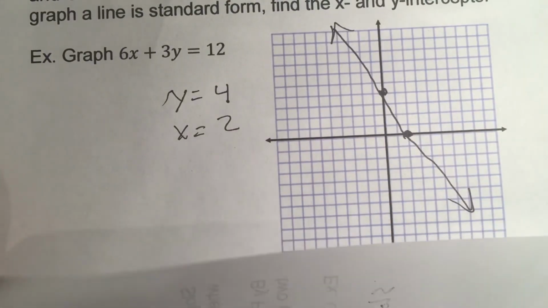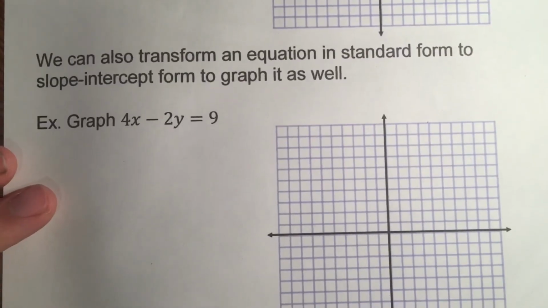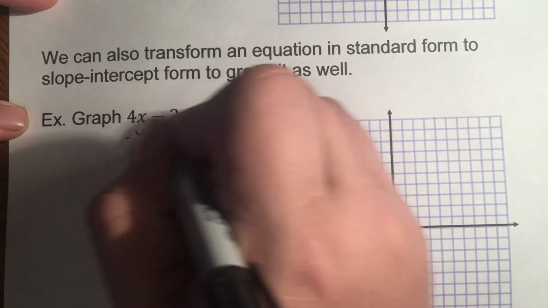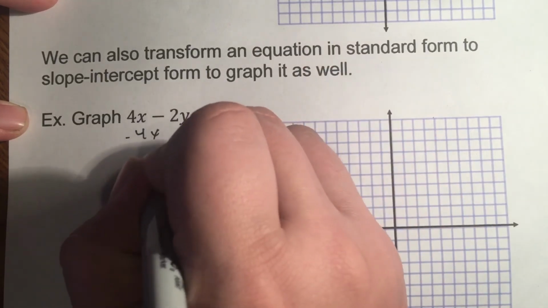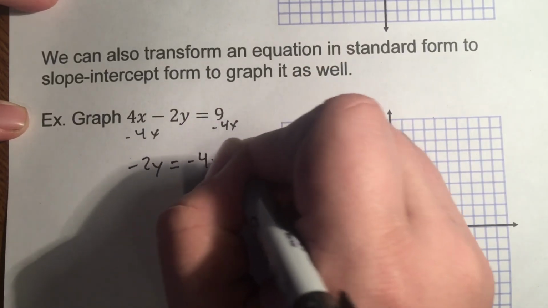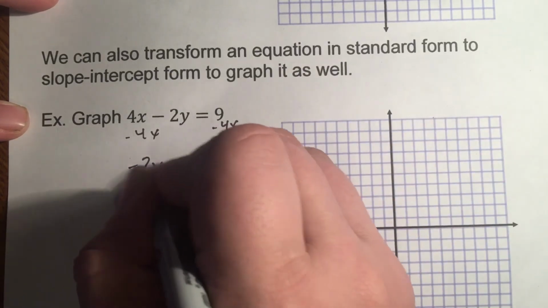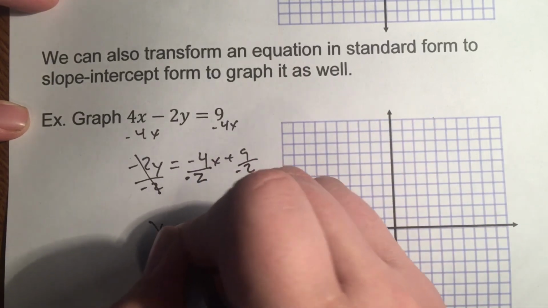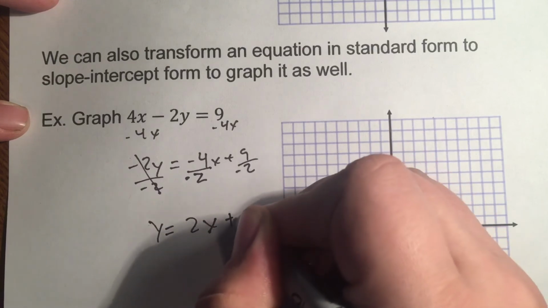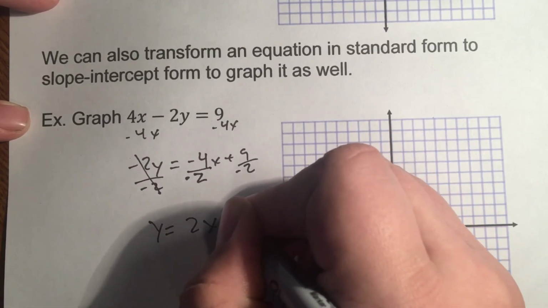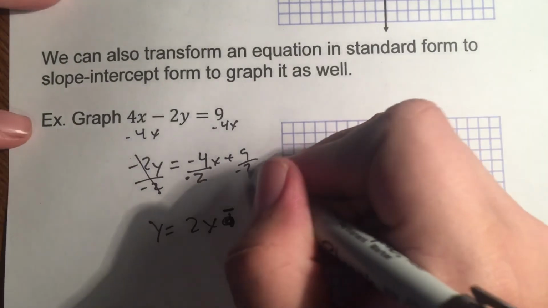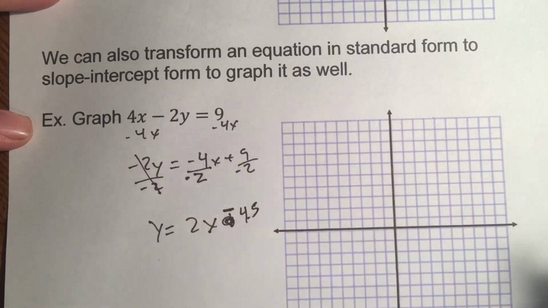All right. Now, the other option with that is we can convert it over into slope-intercept form as well. So to do that, we're just going to solve for y. So we would subtract the 4x over. So minus 2y equals negative 4x plus 9. And then we would divide by negative 2. So y is going to end up being 2x minus 9 halves. We could leave it like that. We also know that would be 4.5.